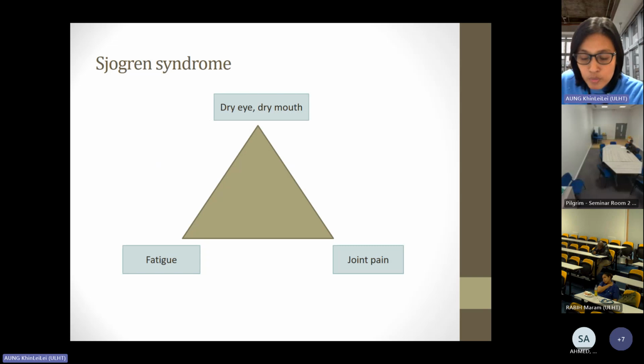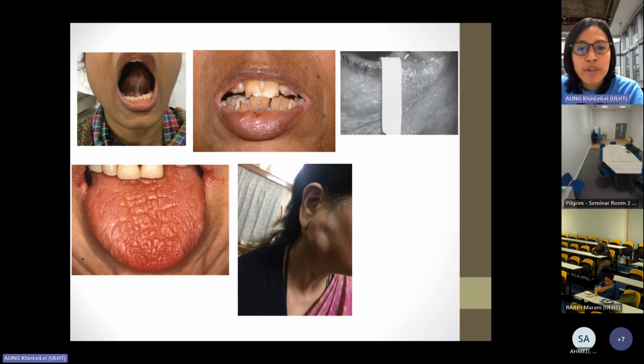And then I'm going to move to Sjogren's syndrome. It is a triad of dry eye and dry mouth, fatigue, and joint pain. This is the picture showing the poor saliva pooling in the patient with Sjogren's syndrome.